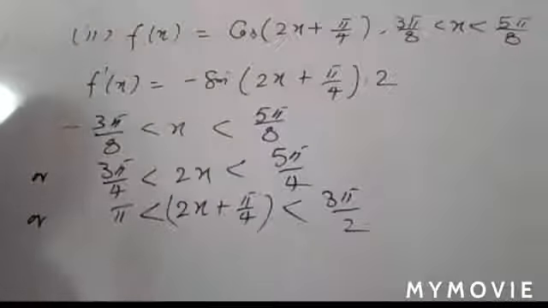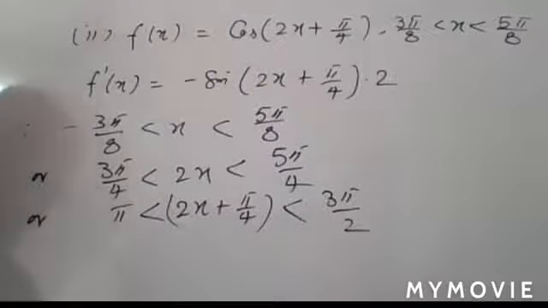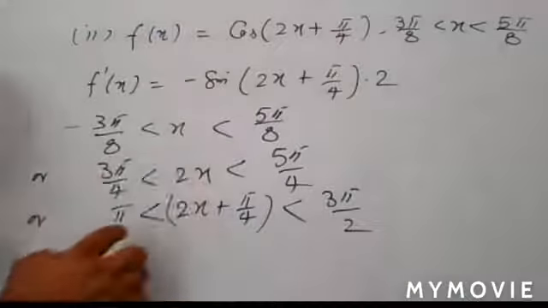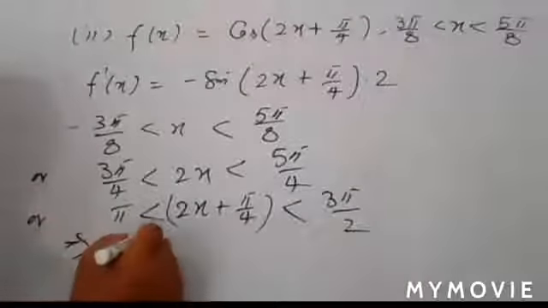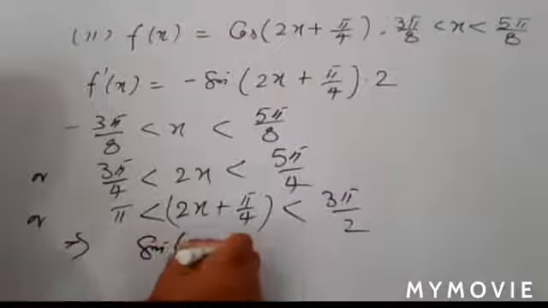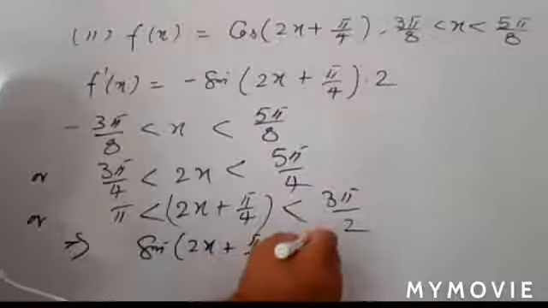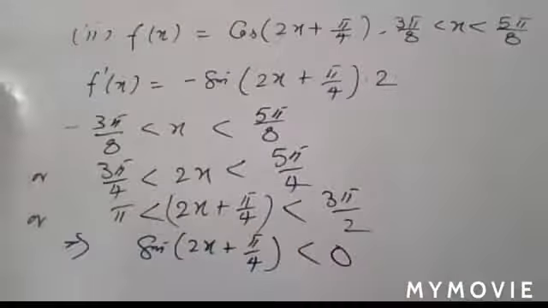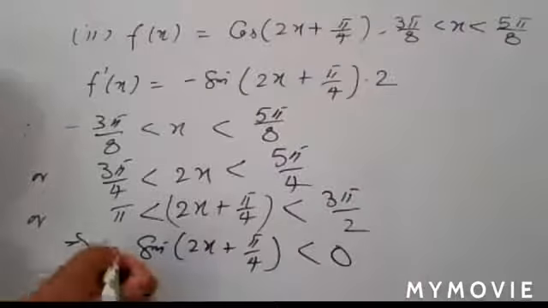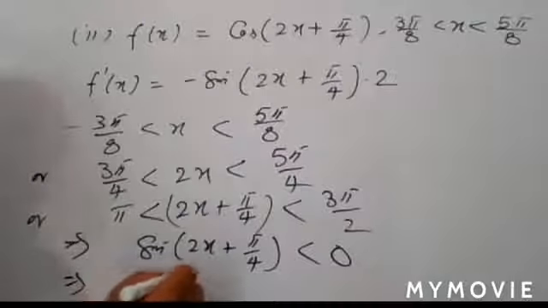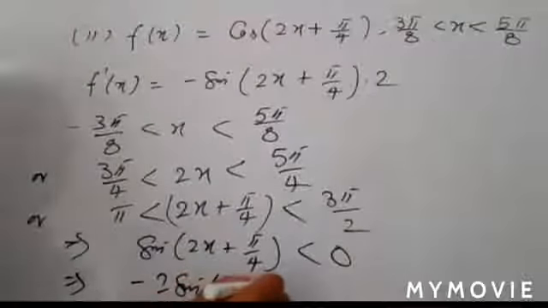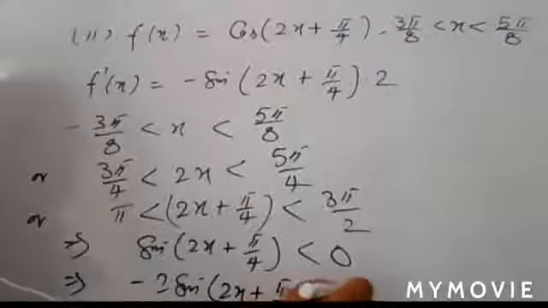So in the third quadrant, if you apply sine, you can see that the sign in the third quadrant is less than 0, means negative. So this implies sine of 2x plus pi by 4 is less than 0. But here you have the sine of this value, so what about the minus sign? Applying that, minus 2 times sine of 2x plus pi by 4 is greater than 0.